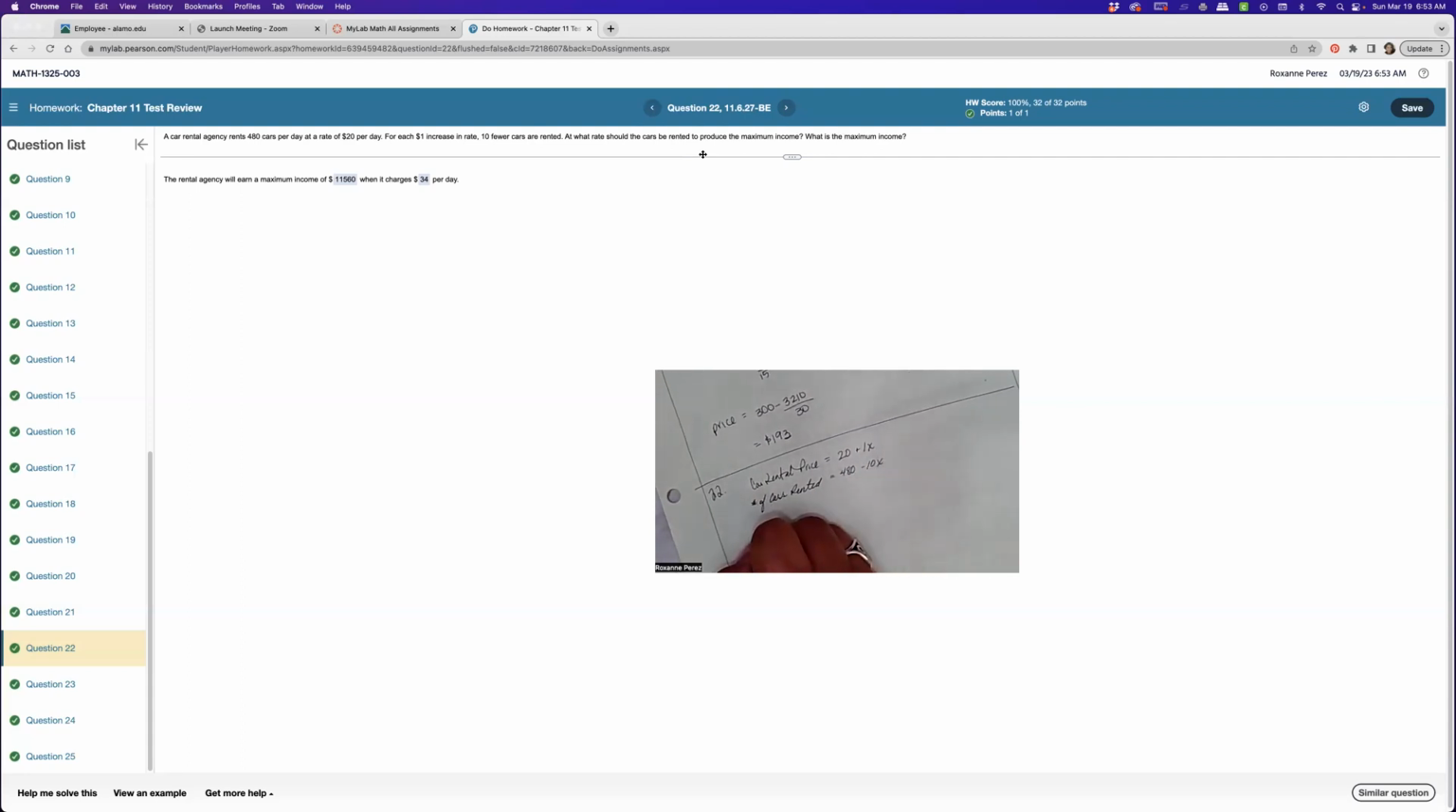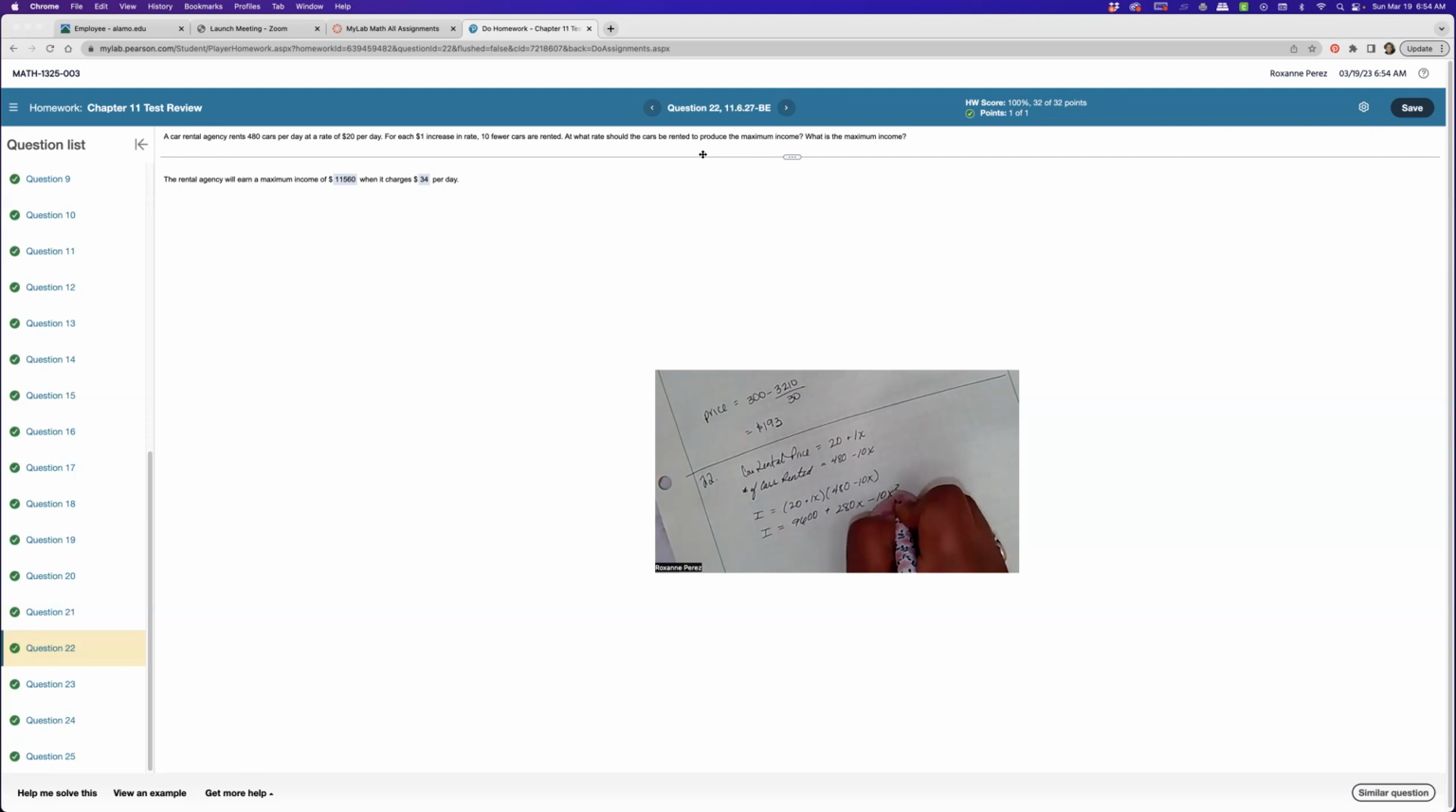Now, our income is a function of these two factors. So 20 plus 1x times 480 minus 10x. Okay, now distribute your factors. I'm just going to make life easy for us. So I equals 9,600 plus 280x minus 10x squared.